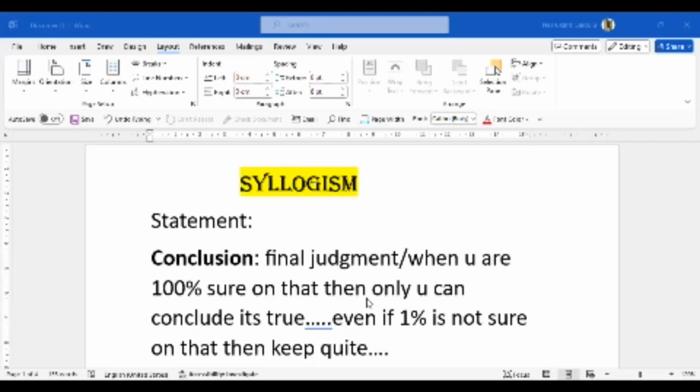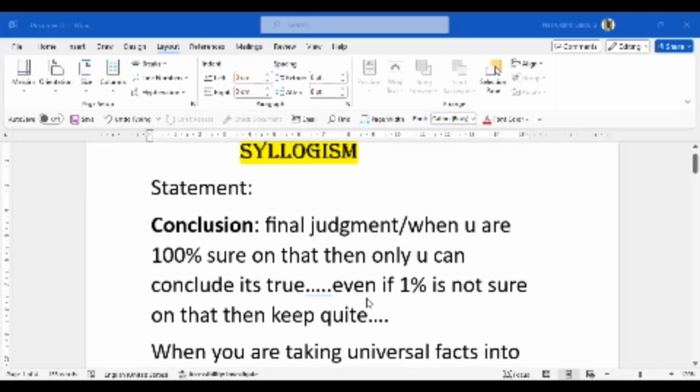Next, the conclusion. What is the conclusion? Conclusion means final judgment. When will you give the judgment? When you are 100% sure of it, only then can you conclude it's true. Even if 1% is not sure, keep quiet.